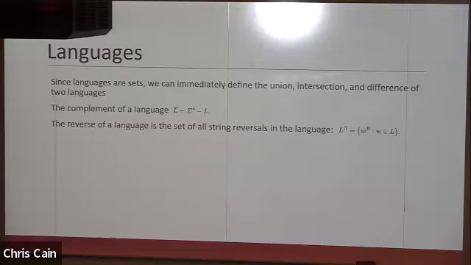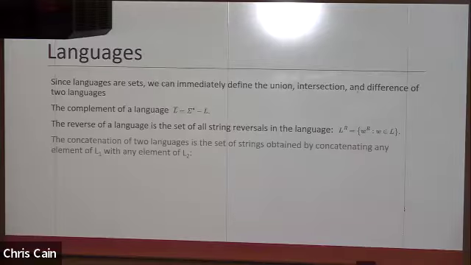So here's mathematical notation. The reverse of a language is all strings W superscript R such that W is in the language. All reversed strings such that the original string was in the language. We can define the concatenation of two languages. If we take an element from the first language and an element from the second language and concatenate them, then that string is a member of the concatenation of the two languages. So L1 L2 are all strings XY such that X is a member of L1 and Y is a member of L2.